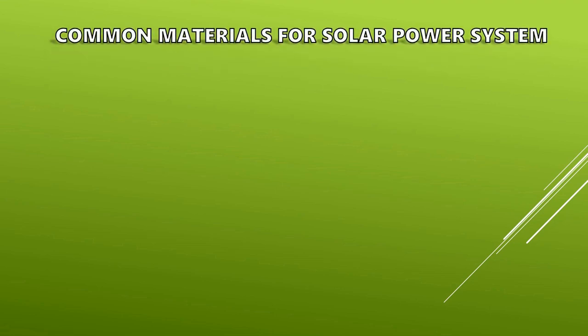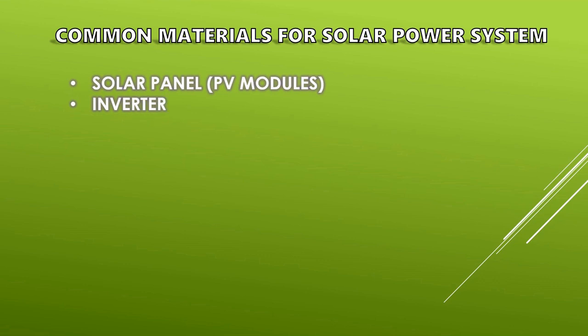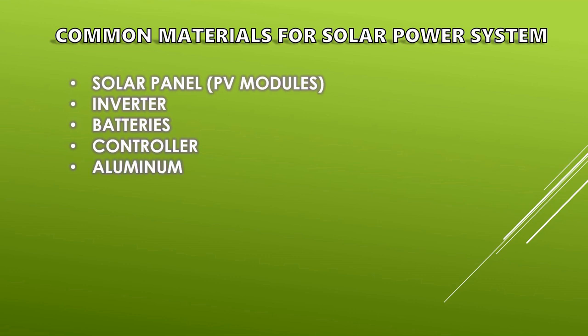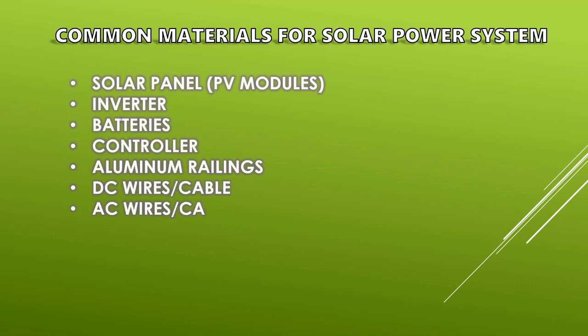Common materials for solar power system. Solar panel, PV modules. Inverter. Batteries. Controller. Aluminum railings. DC wires/cable. AC wires/cable.